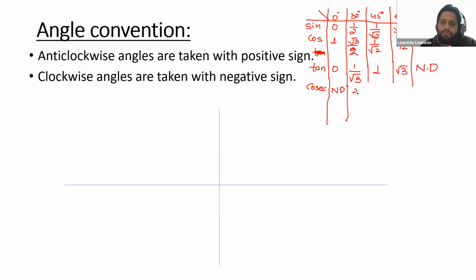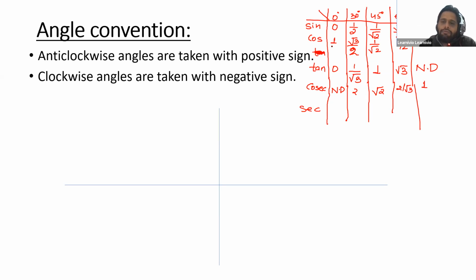This value is what? Reciprocal of this is 2. This is what? Reciprocal of this is root 2. 2 by root 3. This is what? 2 by root 3. Very good. And this is what? 1. Again 1. This clear, Yusra? Yes, sir. Okay, next is sec.